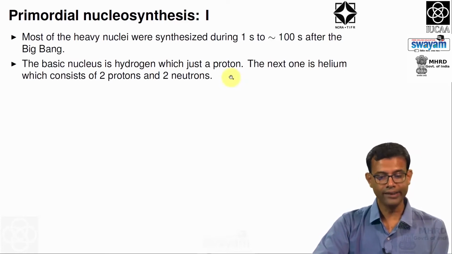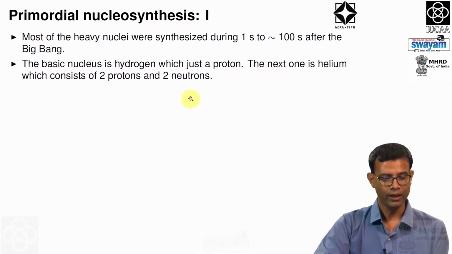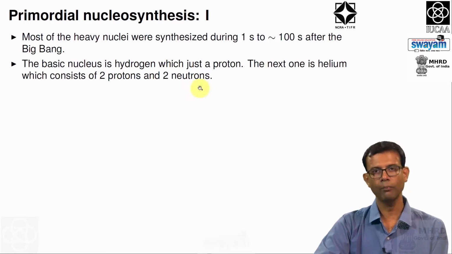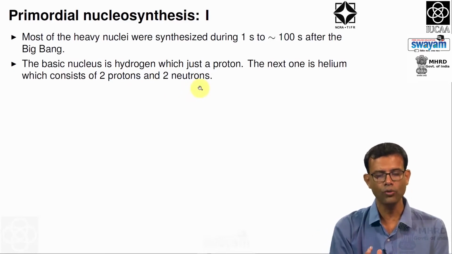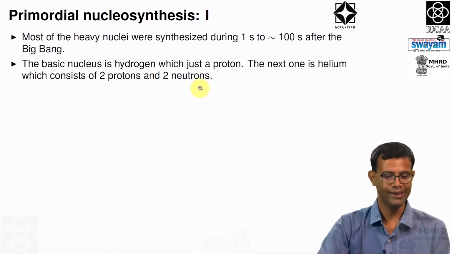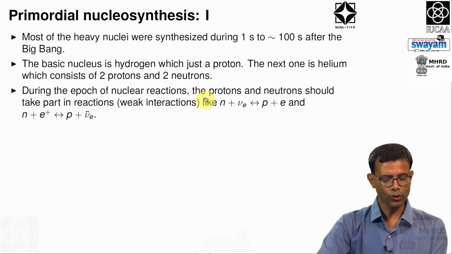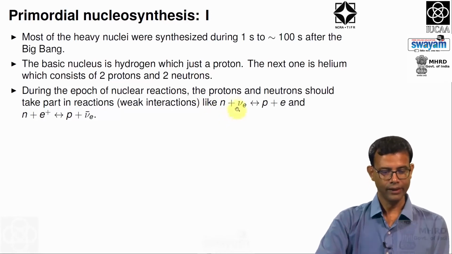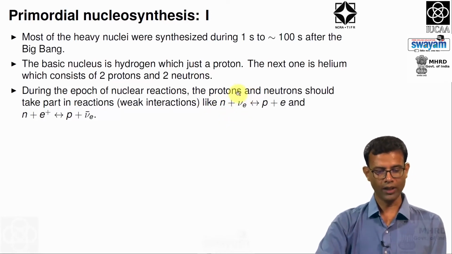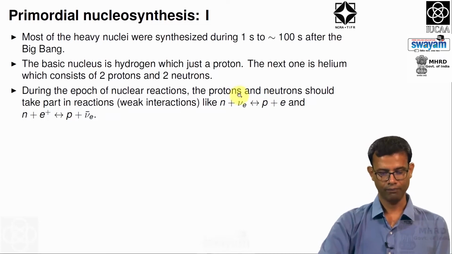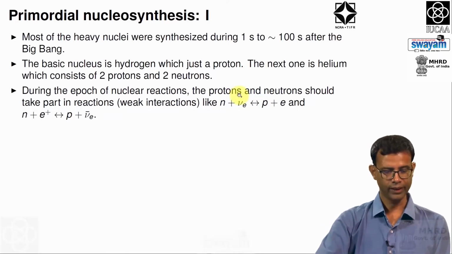Now, what about the next stable nuclei? The next stable nucleus is helium, which consists of 2 protons and 2 neutrons. So, you have to bring together 2 protons and 2 neutrons to form helium. How will that happen? To do that, let us understand what happens to the neutrons and how many neutrons we expect in our universe.